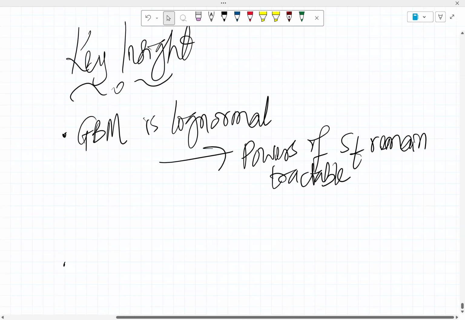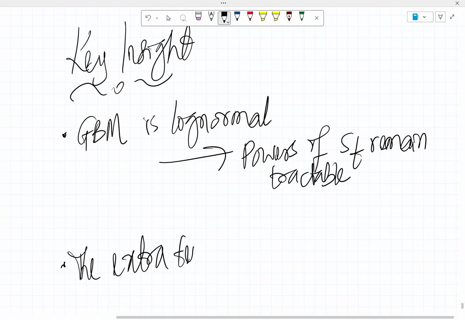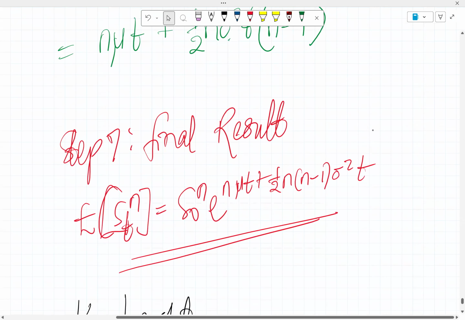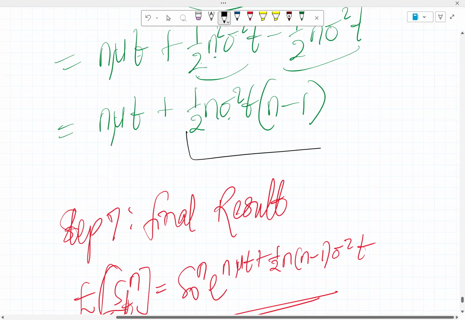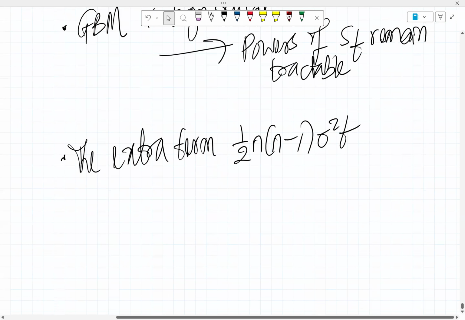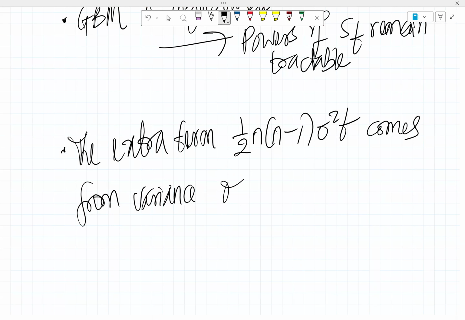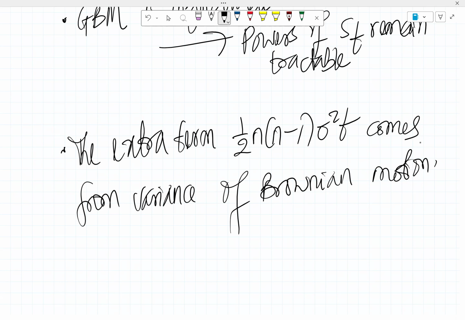All right. Then two, the extra term, which is half n into (n minus 1) sigma squared t. So this extra term here comes from the variance of Brownian motion. It comes from the variance of Brownian motion. Okay. So that's what we see there.